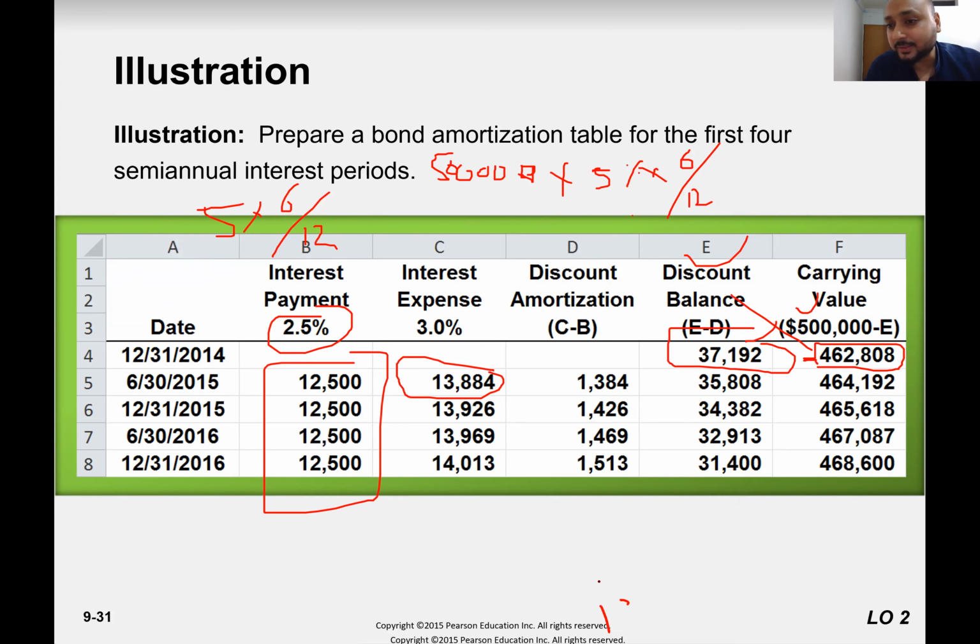This interest expense is coming from 462,808 multiplied by 6% multiplied by 6 by 12. So this is your interest expense. So the difference is 1,384. That will be added to our carrying value and deducted from our discount, right? So this is how we calculated our discount. Discount will be decreased and our carrying value will be increased, right?